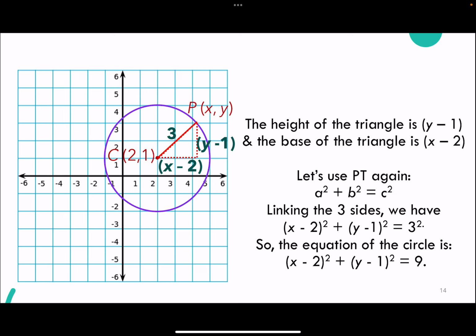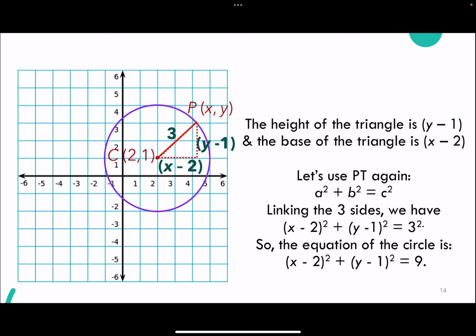And the base, whatever x is, I started at x equals 2. So that difference will be the base of my triangle. So we have y minus 1 for the height and x minus 2 for the base. And the radius is still 3 units because I borrowed this from the first circle that we did. So let's use Pythagoras theorem again. a squared plus b squared equals c squared.